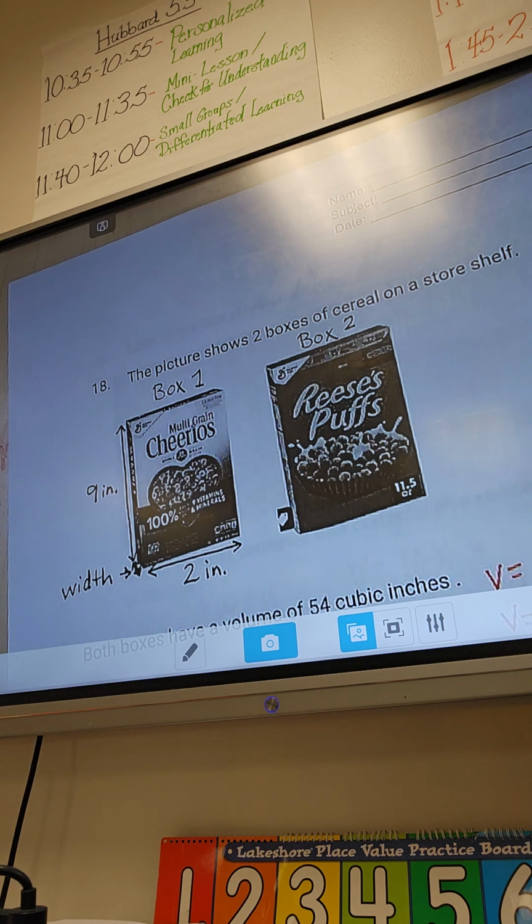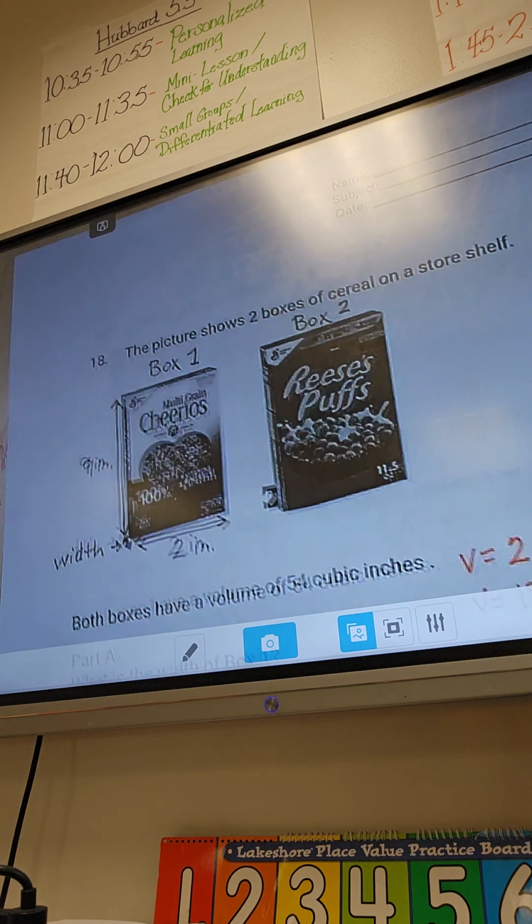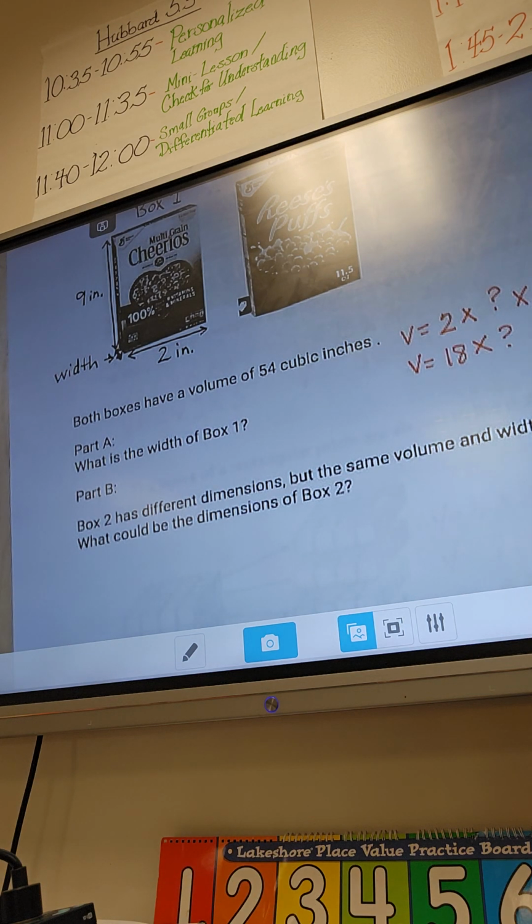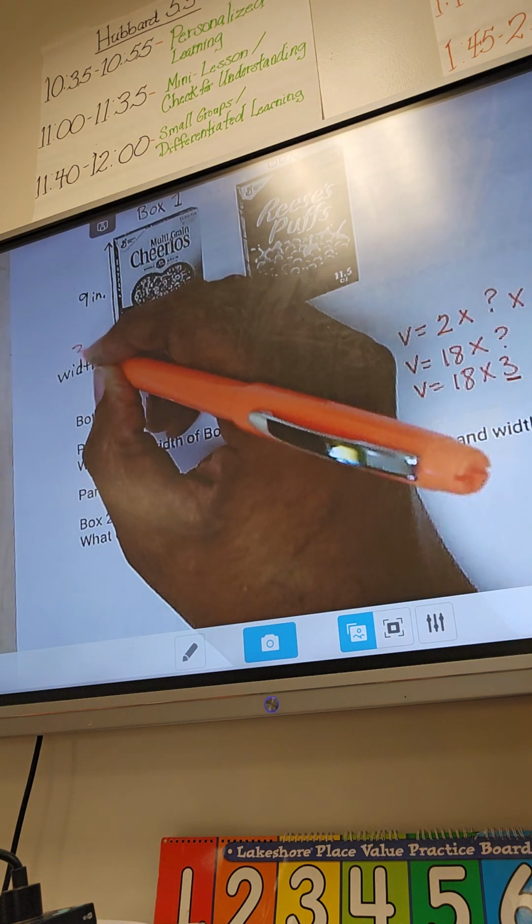Okay, so I know you got the answer, but I want to make sure that they know how to solve for the answer. If I have 18, I can add 18 twice and get 36. So I know it's not 2. So what if I add 18 again? That's 14. Carry a 1, 3, 4, 5. I get 54. So that's 18 1, 2, 3 times. So I know that volume equals 18 times 3. So what that's telling me is my width is 3.